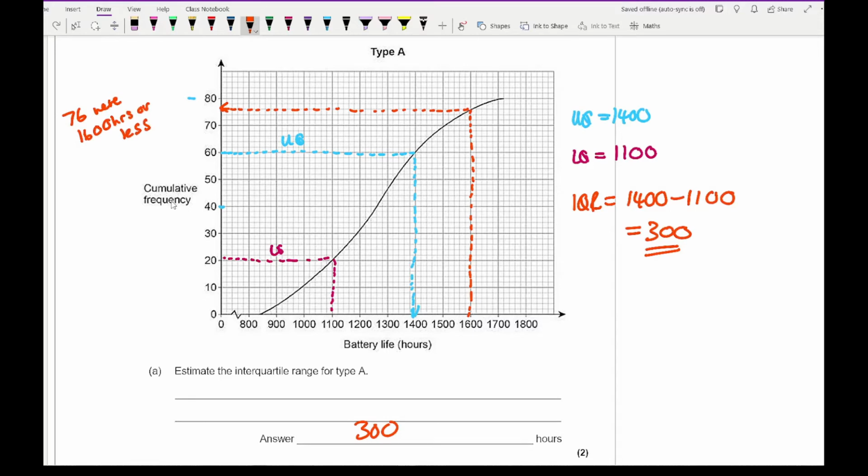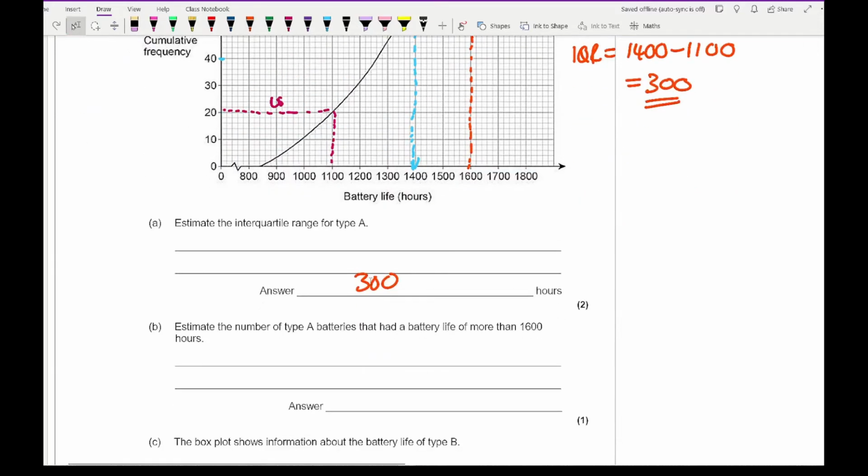So in the question of B, it says how many were more than 1600? Well, that's going to be 80 minus how many were less. So that's going to give me an answer of 4.